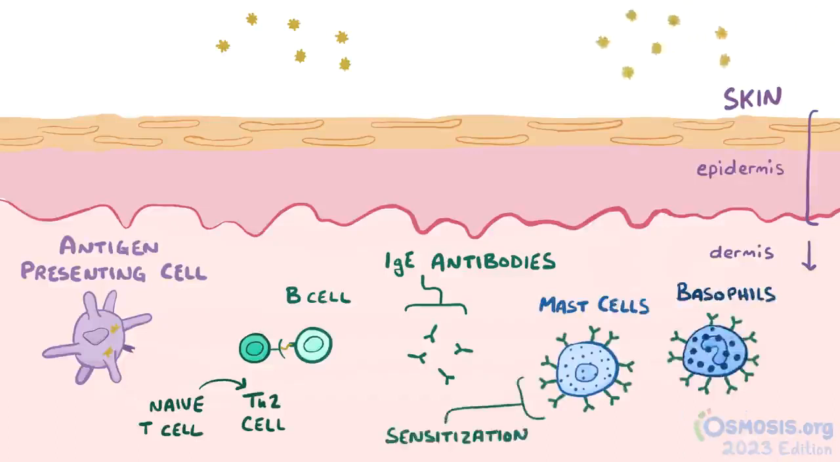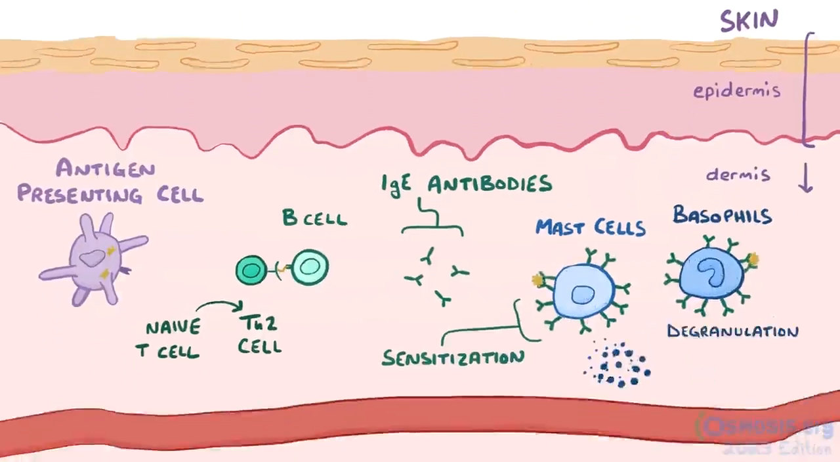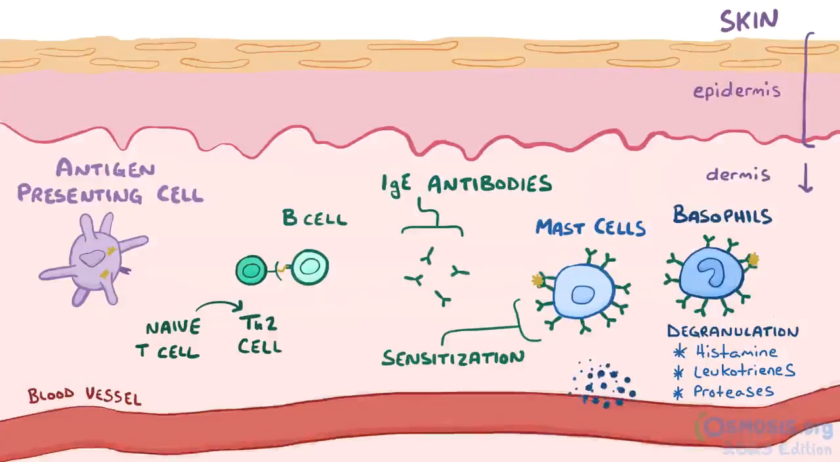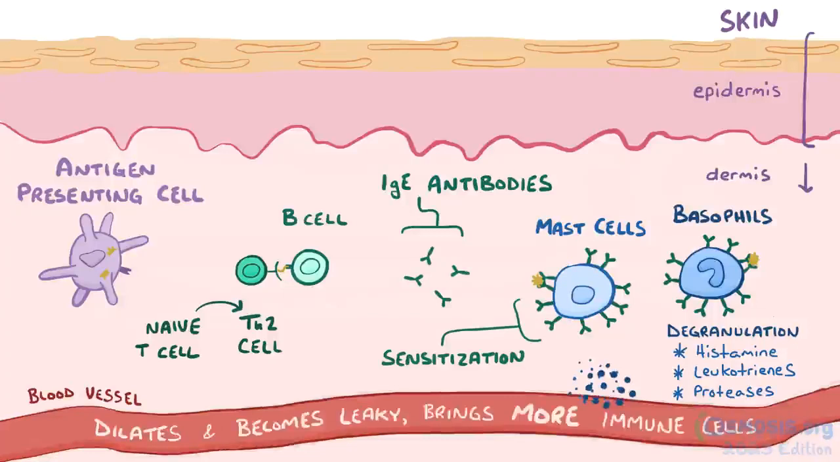Now let's say there's a second exposure to pollen that makes its way into the skin tissue. Now the allergen can cross-link the IgE on these sensitized cells, resulting in degranulation or release of a number of pro-inflammatory molecules like histamine, leukotrienes, and proteases. The combined effect of these molecules is to cause nearby blood vessels to dilate and become leaky, as well as attract even more immune cells to the area, creating inflammation of the skin tissue.